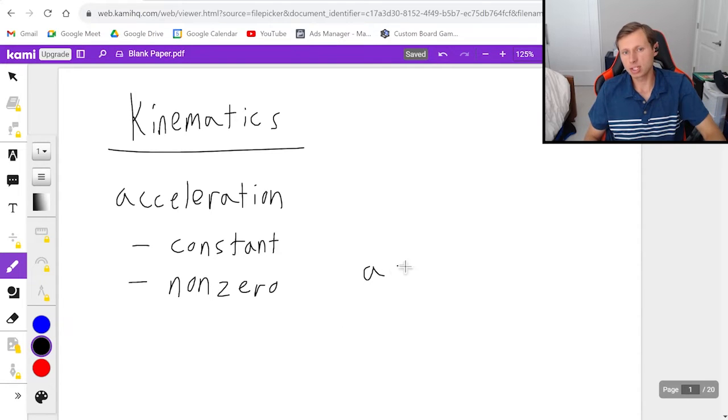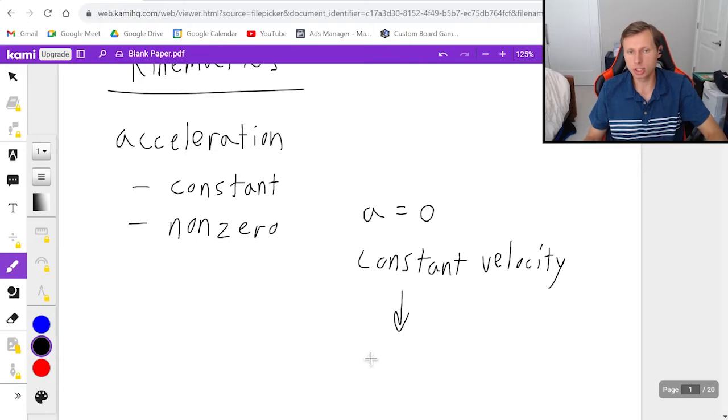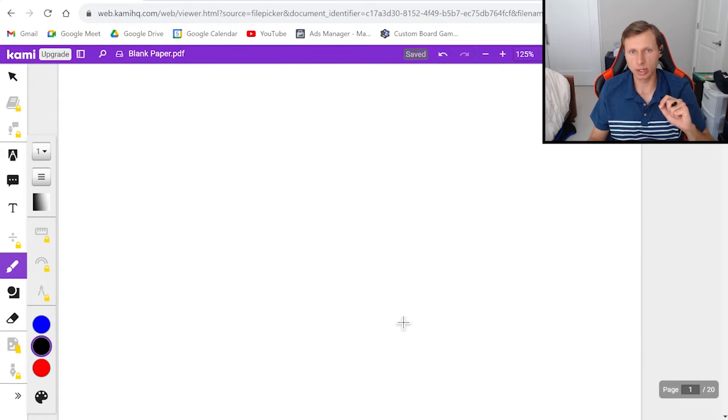By the way, if your acceleration is zero, that's just a fancy way of saying you have a constant velocity or a constant speed. And whenever that happens, you would just use this equation instead. So whenever you have constant velocity, you just use that. It's pretty easy. Now let's talk about the kinematic equations. There's four of them. Usually teachers don't teach the fourth one for some reason, but I will tell you it because it's helpful to know.